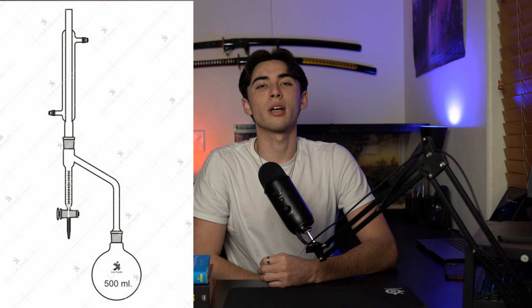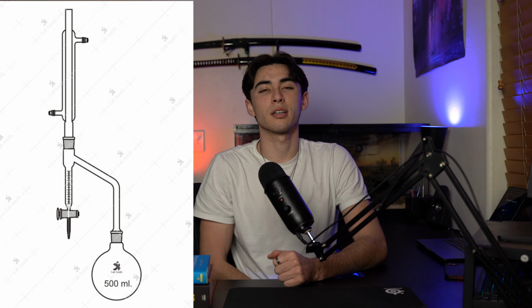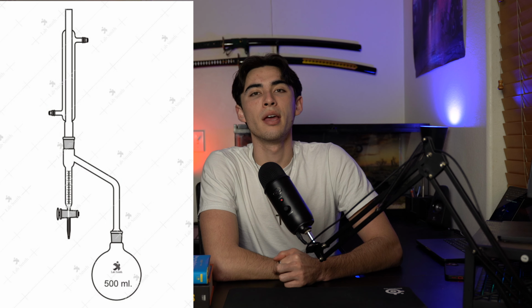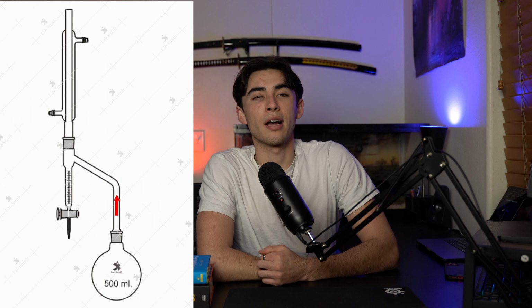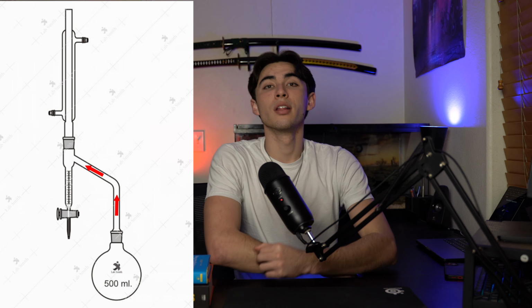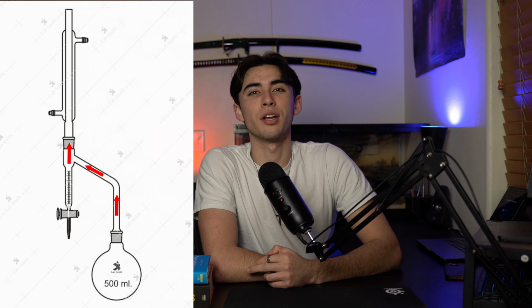A Dean-Stark trap consists of a round bottom flask, a sidearm, a condenser, and a trap. The round bottom flask contains all the reagents and the organic solvent. As the flask begins to boil, the water and organic solvent, in this case toluene, start to evaporate out using the inclined sidearm. These molecules then hit the condenser and accumulate in the trap region as a liquid.